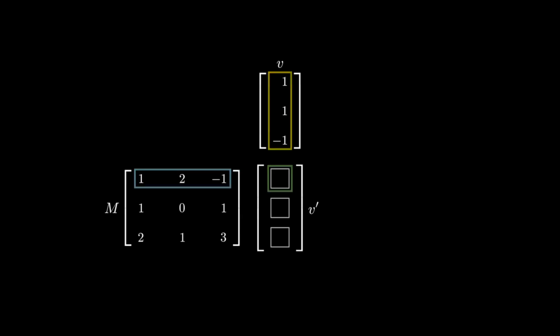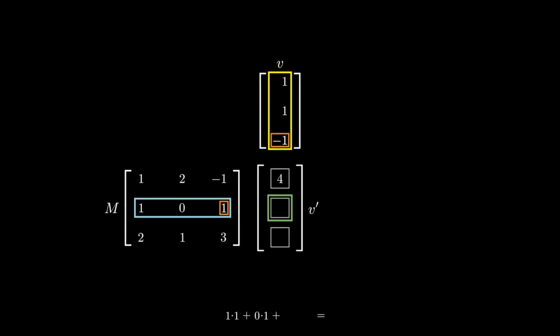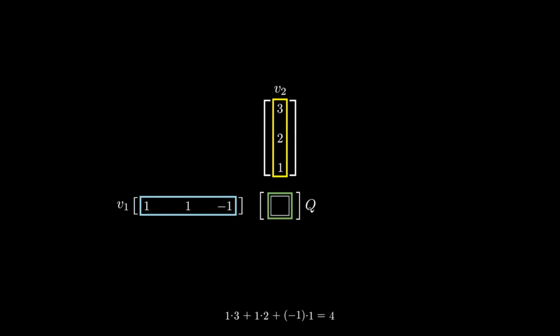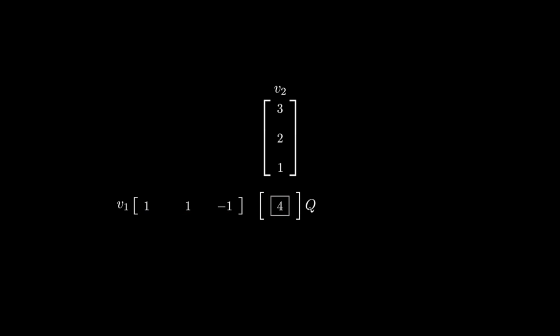The first entry of V prime is 1 times 1 plus 2 times 1 plus negative 1 times negative 1, which gives us a grand total of 4. The other two entries are computed in a similar fashion, like so. Falk's scheme works for inner products, which is understood as the product of a row vector and a column vector. Using Falk's scheme, you see immediately that the target must be a 1 by 1 matrix, also known as a scalar, and the procedure is just as before: 1 times 3 plus 1 times 2 plus -1 times 1 for a grand total of 4.